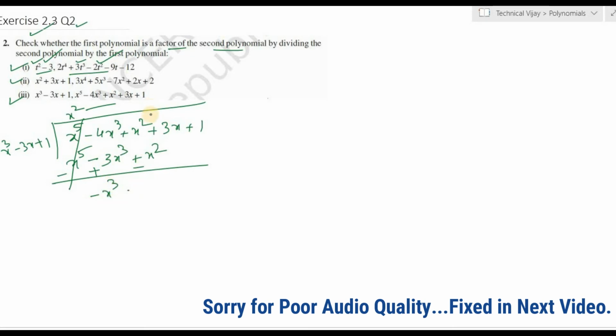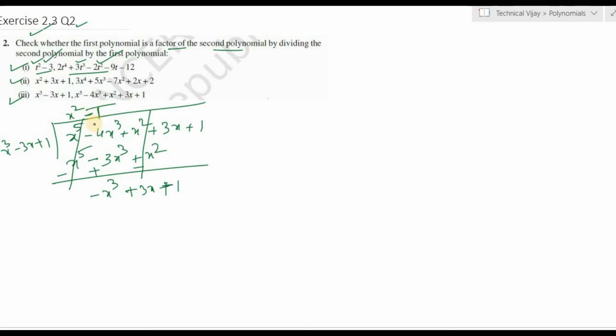This is cancelled. Plus 3x plus 1, plus 1. Say minus x cube. Okay, here we will make minus 1. Now you see we will multiply with minus 1. So minus 1 into x cube is minus x cube. Minus 1 into minus 3x is plus 3x. Minus 1 into plus 1 will become minus 1. So the sign is interchanged.